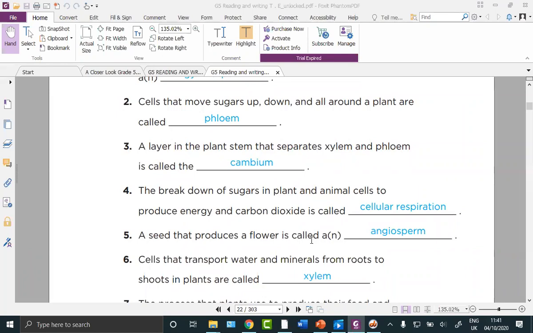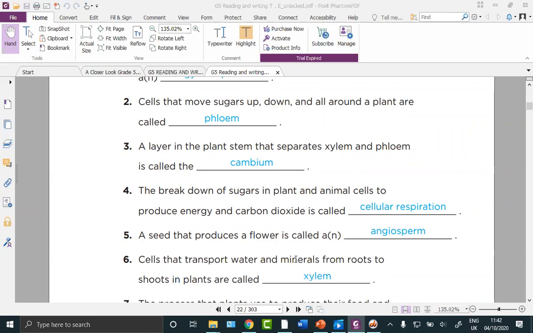Yes, Mister. Number 7. The process that plants use to produce their food and give off oxygen is called transportation. Photosynthesis. Yes. Number 8.